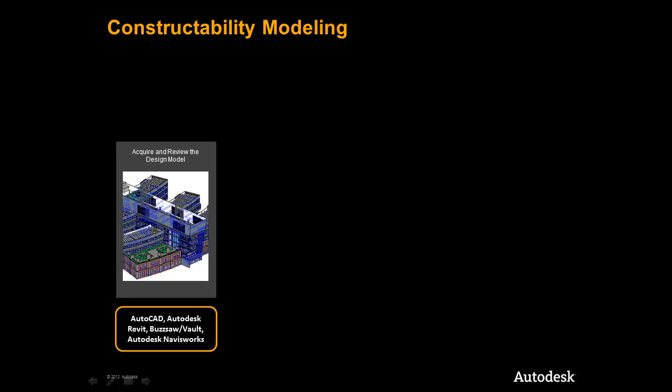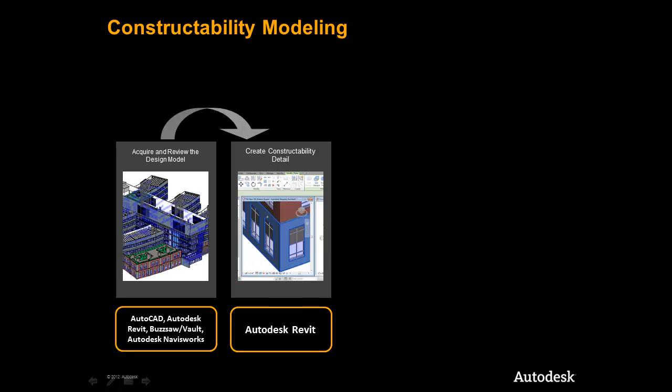We can then review the models in several ways, the first being with Buzzsaw and the ability to interactively view the models right on the web. Next, we'll open the models in Autodesk Navisworks and Autodesk Revit to continue to interrogate the information provided and begin our planning for constructability.